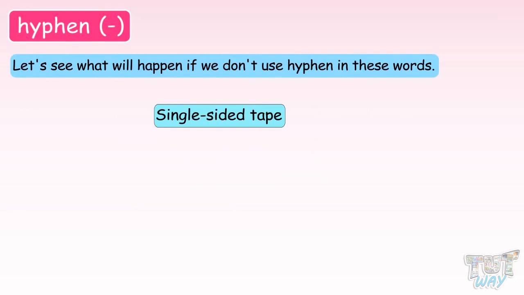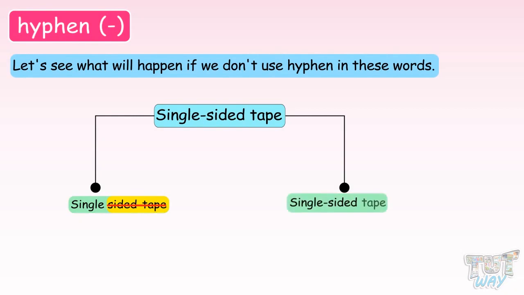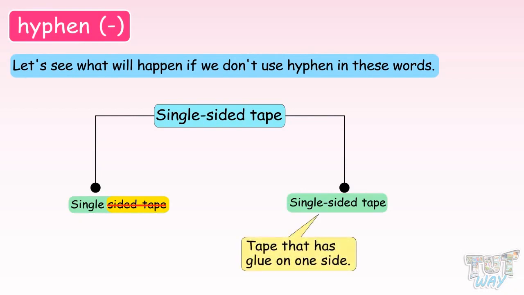Single sided tape. Here, no hyphen is there, so it has 2 meanings. Either it should mean single, sided tape, and sided tape has no meaning. And the other one is single-sided tape, which has some meaning, that is, a tape which has glue on one side. Here we have the other word.